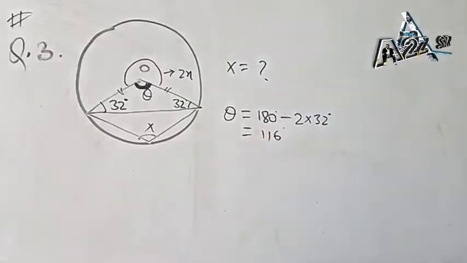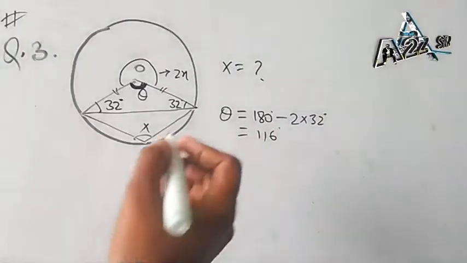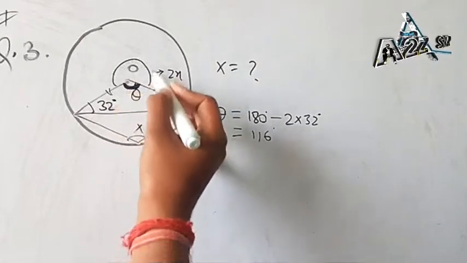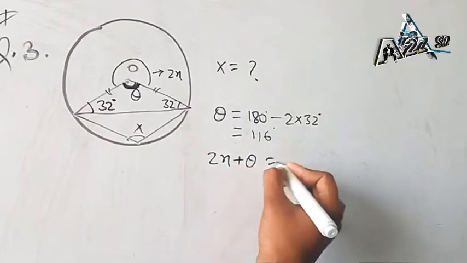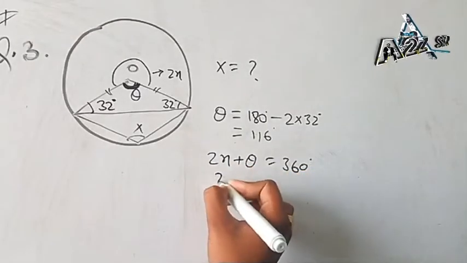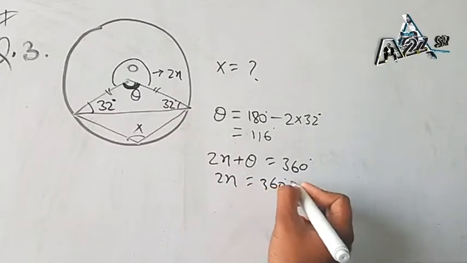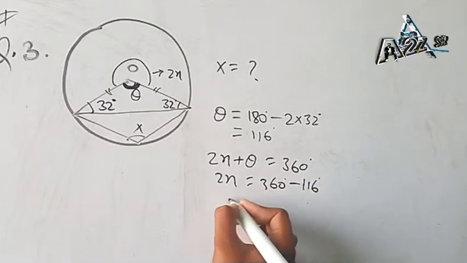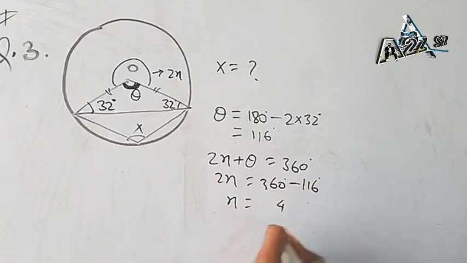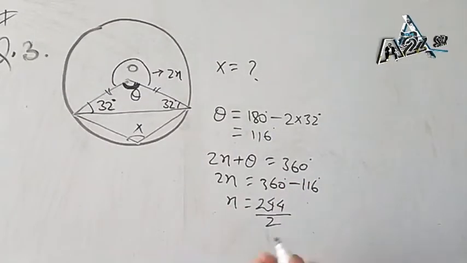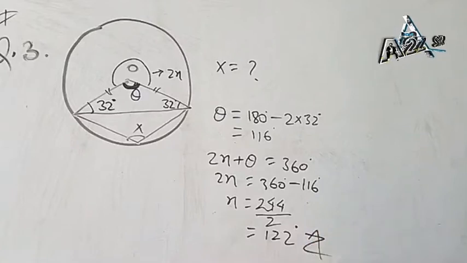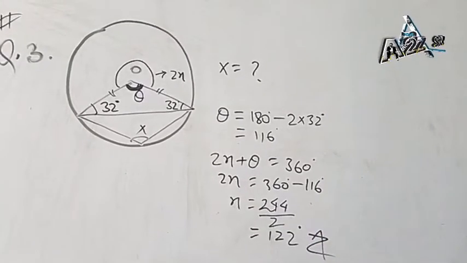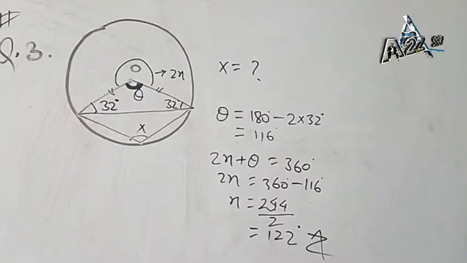is 116 degrees. And for the next, 2x, this whole is 360 degrees, so 2x plus theta is equal to 360 degrees, and 2x must be 360 degrees minus 116 degrees, and x must be 122. So this one is the required angle. In this way we can solve related types of questions.